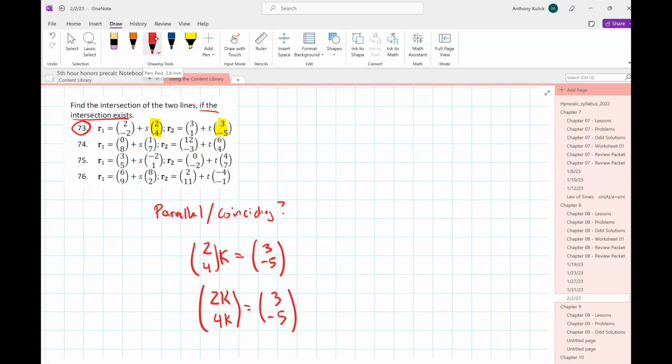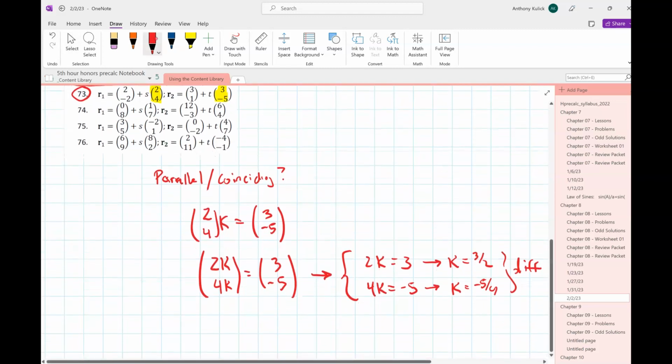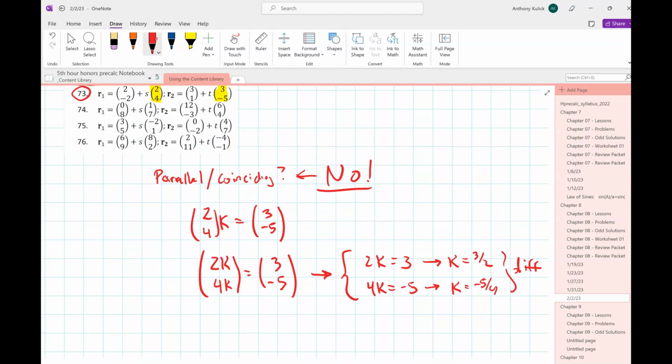So when I do that scalar multiplication, I just get 2k, 4k. And this is equivalent to the system: 2k is equal to 3, and 4k is equal to negative 5. If I solve for k now, these k's are different. That tells me the answer to this is no. The slope vector is not the same, meaning the lines have to intersect. They're not coinciding. They're not parallel. I'm safe to now proceed to find the intersection.